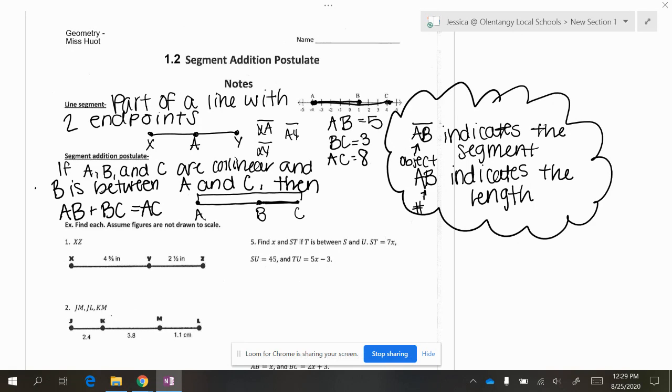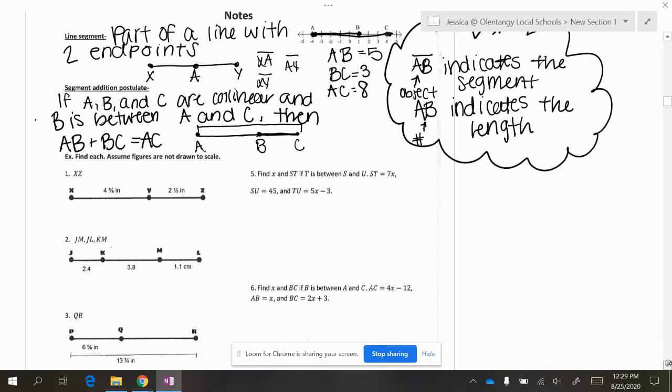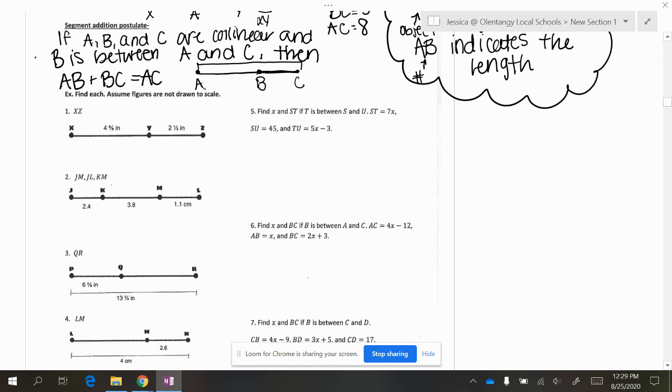All right, moving on to our examples here. Find each, assume figures are not drawn to scale. So if I try to find XZ, that is the whole thing. So all we are going to do is add up XY, which is 4 and 5/8, and add up YZ, which is 2 and 1/2. And if you add those together, it is going to equal 7 and 1/8 inch.